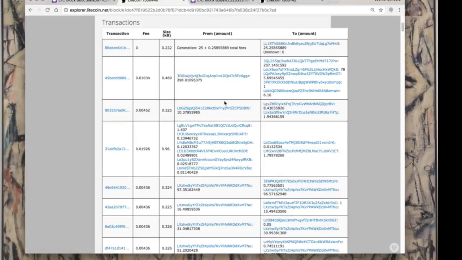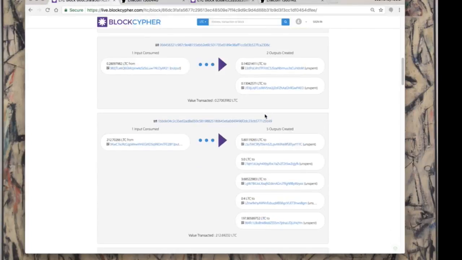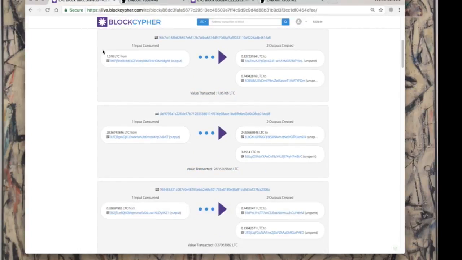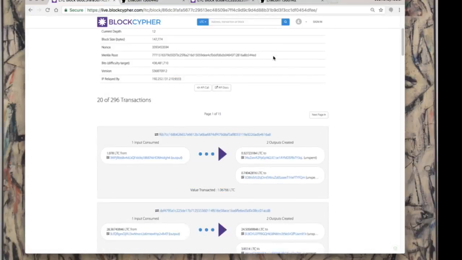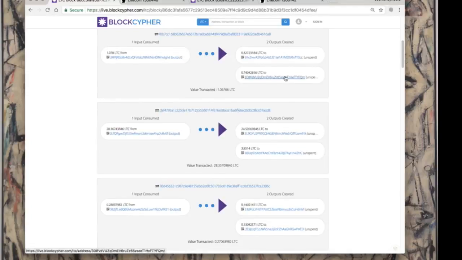And one last thing I wanted to mention is, let's see if I can find one. Yeah, okay. So when it comes to these types of transactions, we have 1.08 Litecoin, and this person sent 0.32 Litecoins, right? And so the question is, why are there 2 outputs created? Well, one is the 0.32 Litecoins that he first initially sent, and the second one right here, this is the change address.